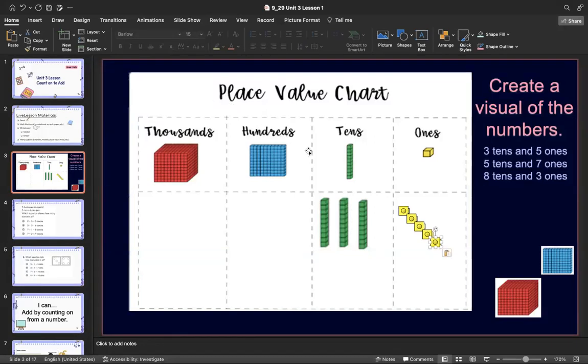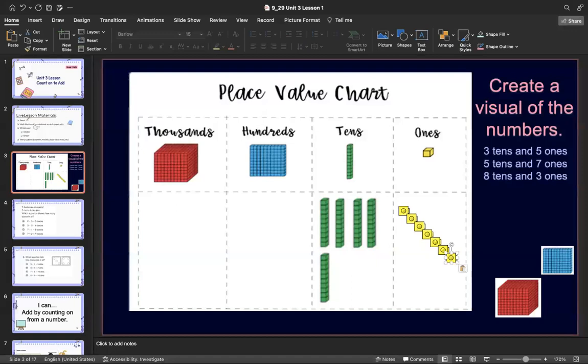Your next number is 5 10s and 7 1s. What number is that and what does it look like? 5 10s and 7 1s is 57. Your next number is 8 10s and 3 1s. What number is that and what does it look like? 8 10s and 3 1s is 83.